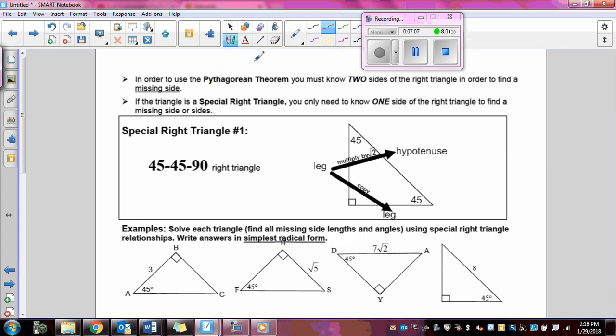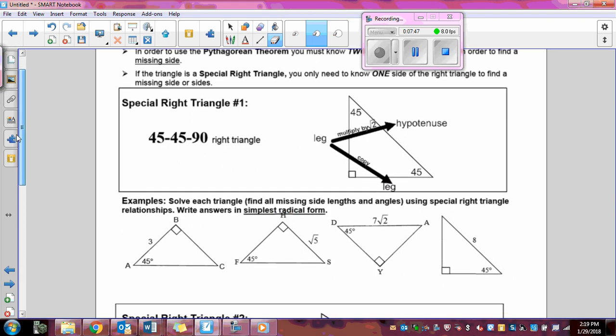It says, in order to use the Pythagorean theorem, you must know 2 sides of the triangle in order to figure out the third side. If the triangle is a special right triangle, you only need to know one of the side lengths. So we need to know what to multiply it by, and we'll be able to find out the missing sides, both of them if there's 2. So for the 45, 45, 90 degree triangle, it doesn't matter which side they give you. You know that this small side is the same as this small side. So if they give you a number right here, you're going to copy it and put it right here. And you're going to multiply it by the square root of 2 to make it the hypotenuse.